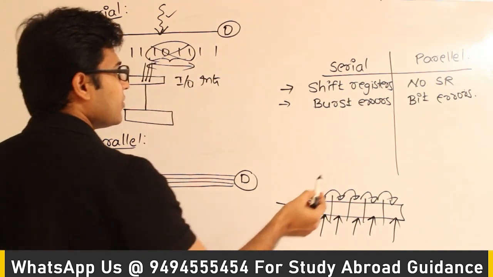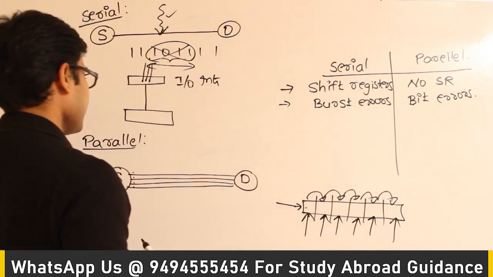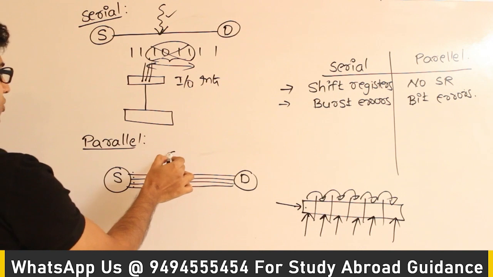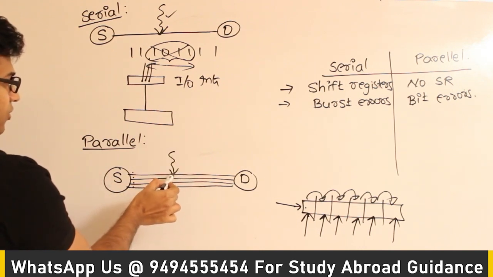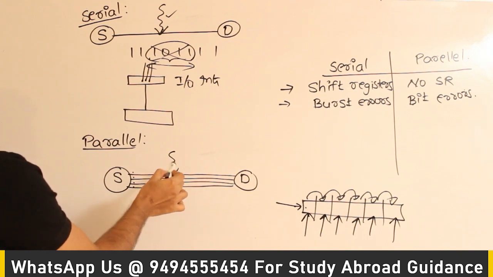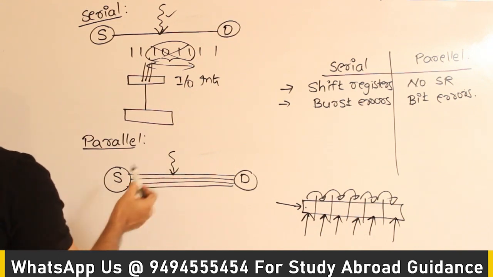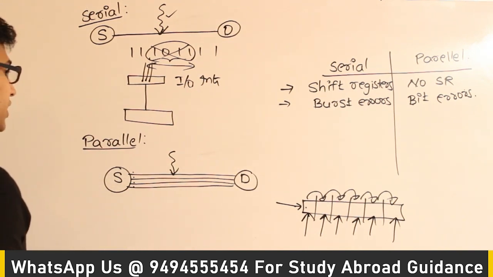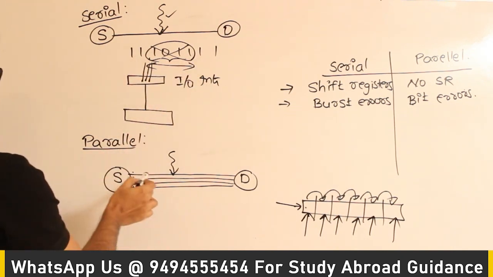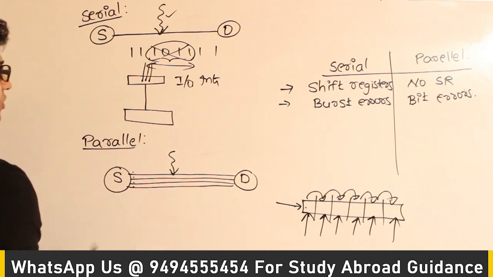In parallel there will be only bit errors. The reason is, if a disturbance happens and hits only one conductor, then most probably there will be only one bit on that conductor. Yes, we send many bits, but if you are sending 8 bits, you send them fast, in one go.